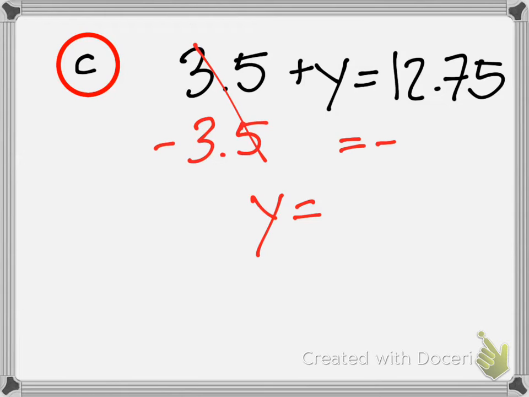Now, when we subtract or add numbers with decimals, what is important, Jasmine? The decimals need to be lined up exactly. So, 5 minus 0 is 5, 7 minus 5 is 2, and 12 minus 3 is 9. So we get y is equal to 9.25.